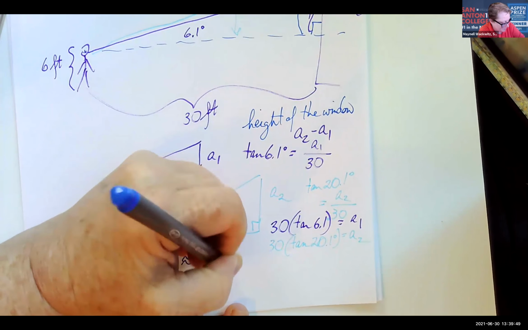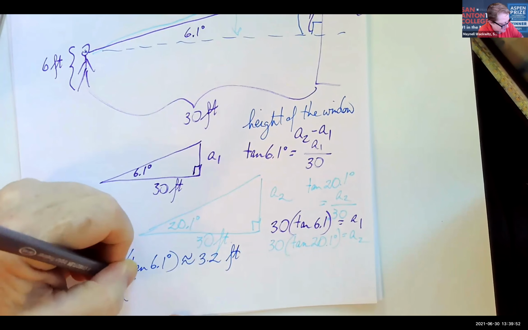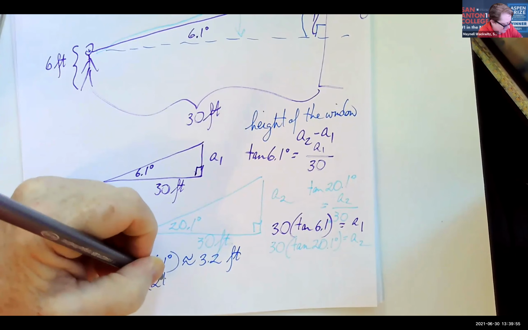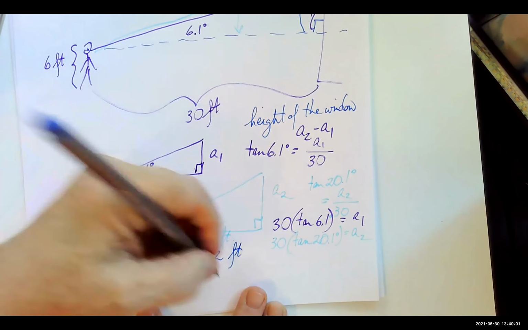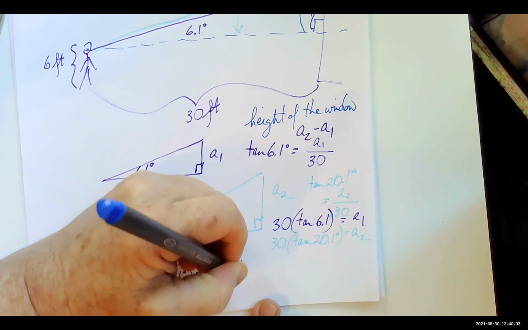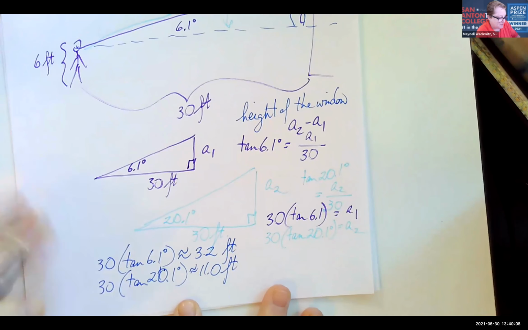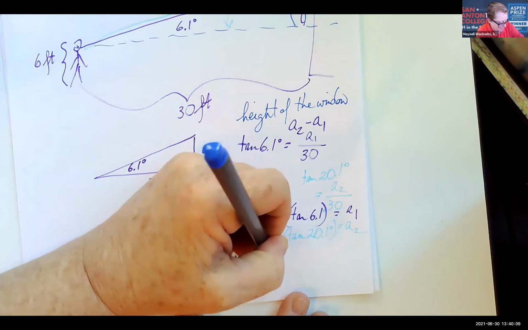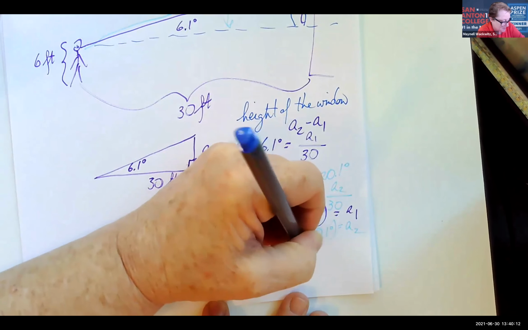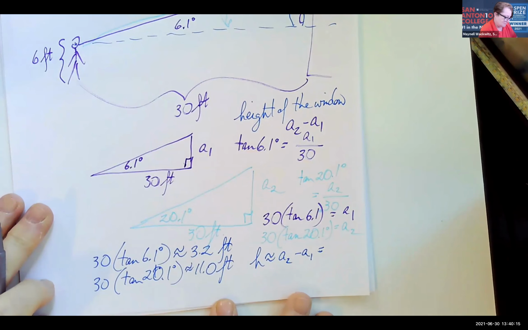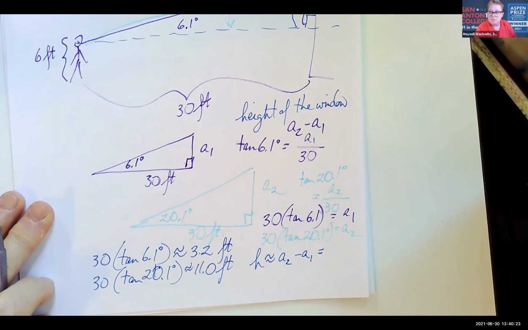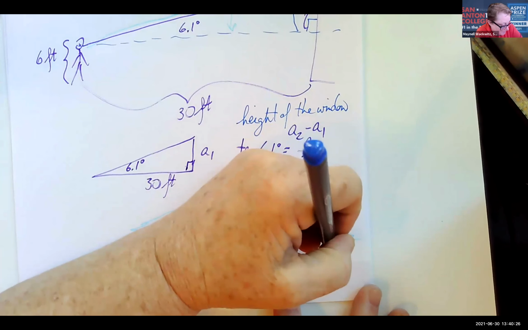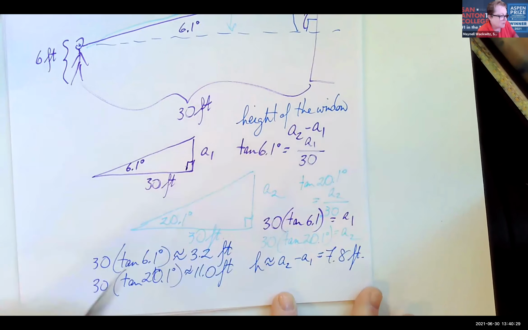All right. And 30 times the tangent of 20.1 degrees is approximately 11.0 feet. All right. And so H is approximately, we know that it is exactly A2 minus A1, but that's approximately 7.8 feet. What will it be? 7.8 feet. Excellent. Big, big window.